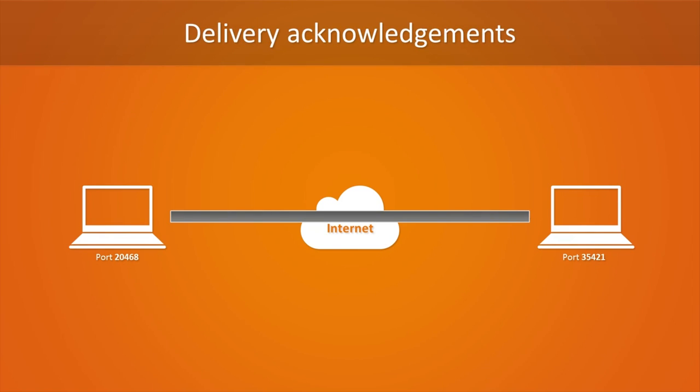Now that we have this connection, we can implement all kinds of nice features like delivery acknowledgements. When data gets sent from one host to another, the receiver will acknowledge that it got that data. This is one of the reasons why TCP segments carry a number.